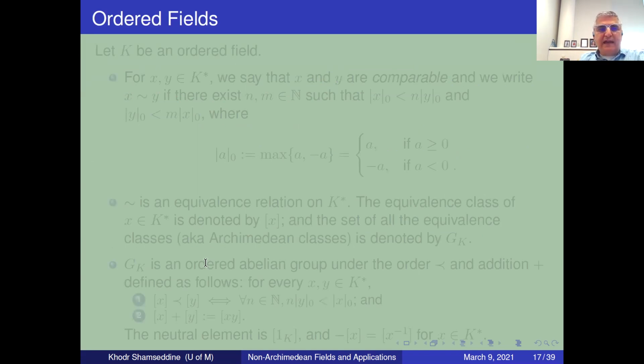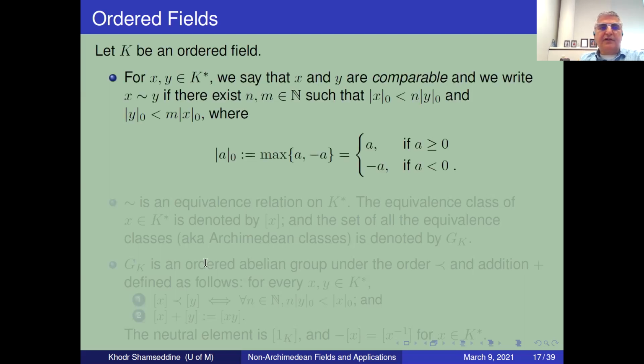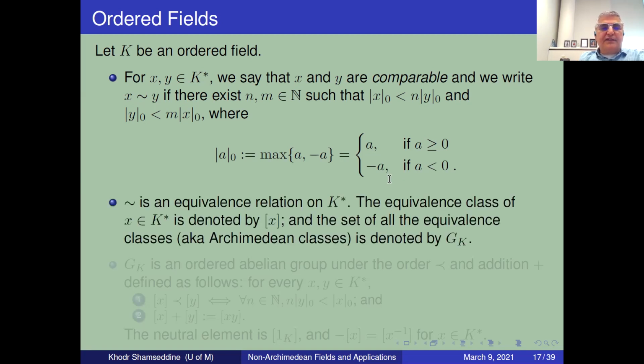Given an ordered field K, for non-zero elements x and y, we say that x and y are comparable if we can find non-negative integers n and m such that n|y| exceeds |x| and m|x| exceeds |y|, where |a| is the usual absolute value, which is equal to a when a is non-negative and minus a if a is negative. And this defines an equivalence relation on K star.